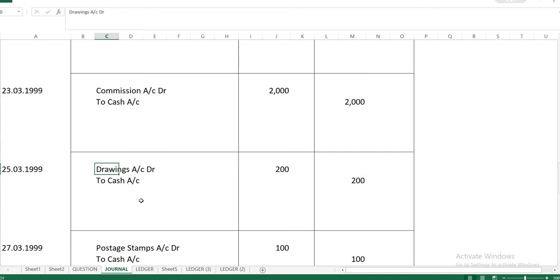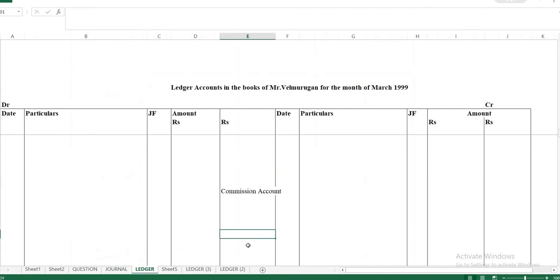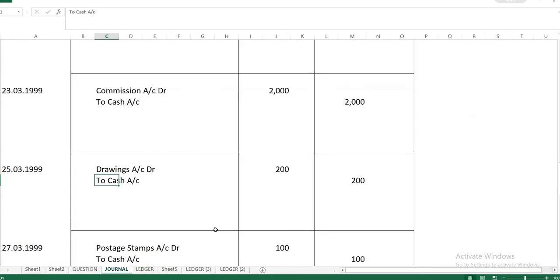Drawings account we have to prepare, we didn't prepare yet. Cash account we prepared already. So for the drawings account, give some space after commission, and we can just mention drawings account. Give little space for drawings, not many transactions would have happened.